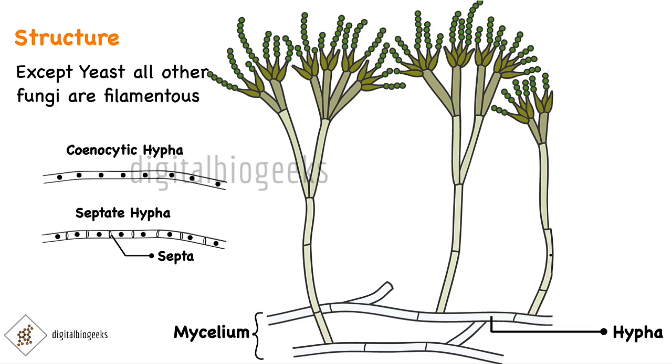Their cell walls are composed of chitin and polysaccharides. This is one of the major differences between fungi and plants, as plants have cellulose in their cell walls but fungi have chitin. Now let's learn about the nutrition mode.